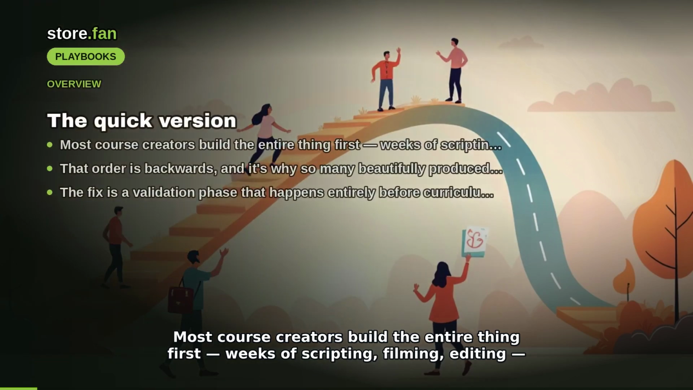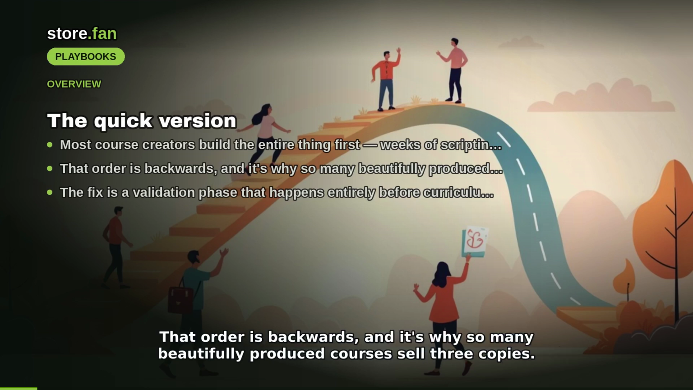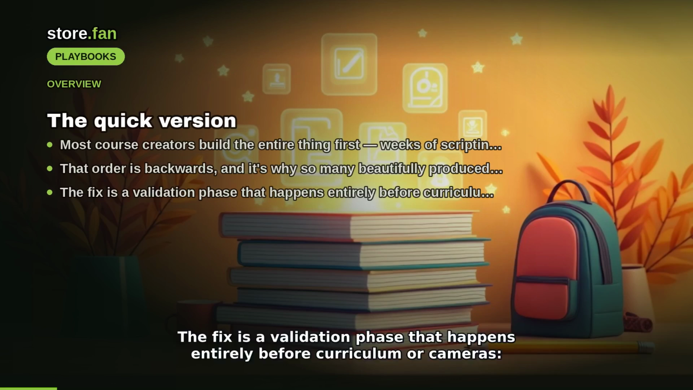Most course creators build the entire thing first. Weeks of scripting, filming, editing, and only then find out whether anyone actually wants it. That order is backwards, and it's why so many beautifully produced courses sell 3 copies. The fix is a validation phase that happens entirely before curriculum or cameras.